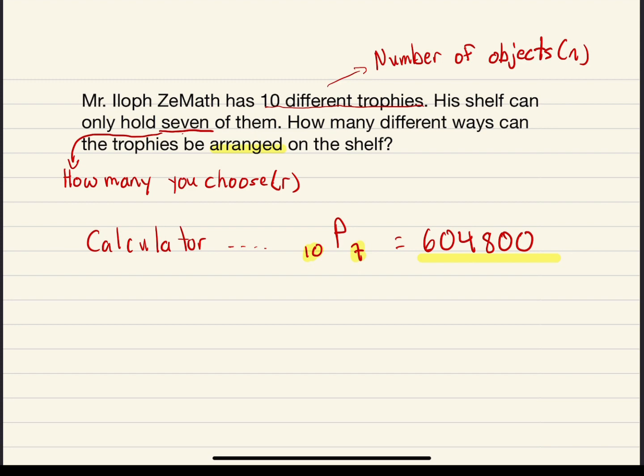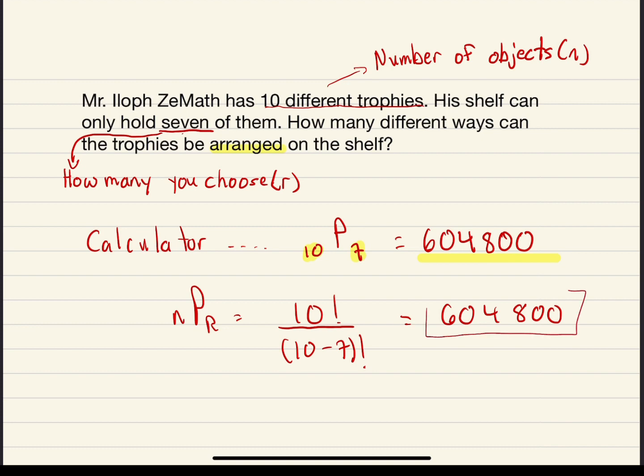Now, if we're using the formula, it would look like this. I'd write nPr is equal to 10 factorial divided by (10 minus 7) factorial. You plug this into your calculator with the full factorials, and you also get 604,800. This is the number of ways your trophies can be arranged on the shelf.